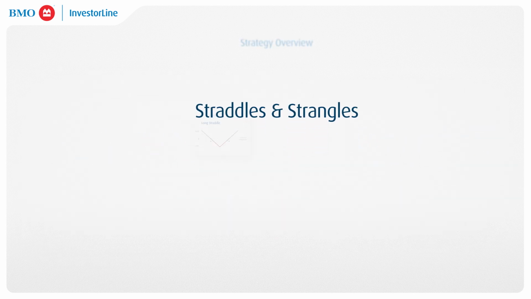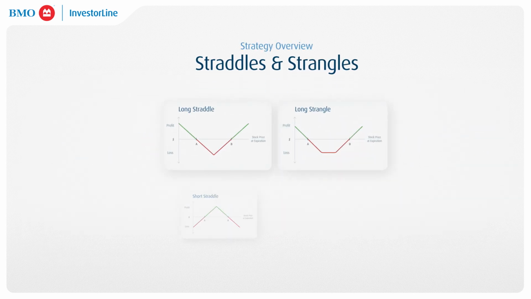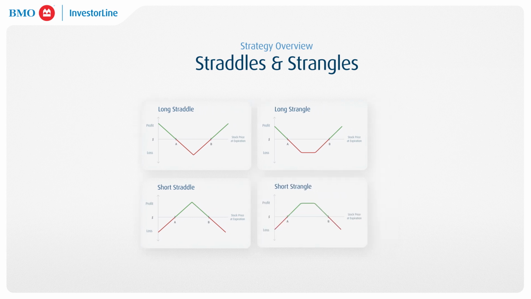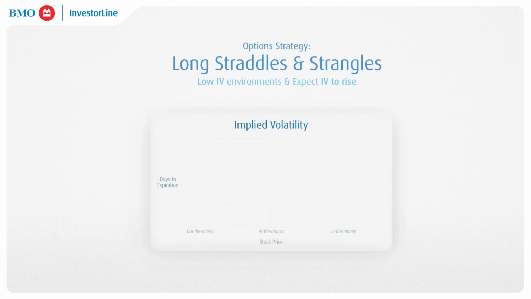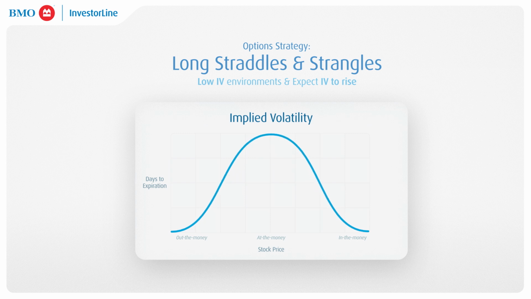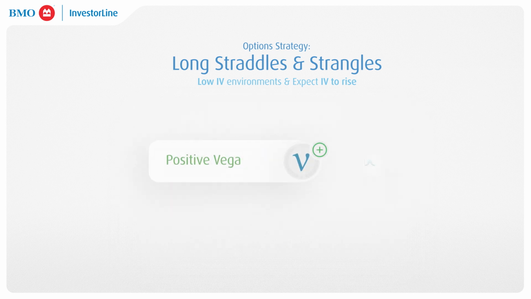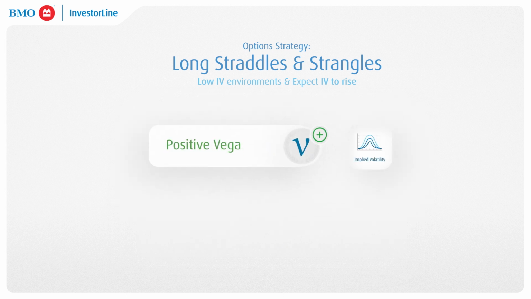As we venture into the deeper end of the pool, we encounter straddles and strangles. What you'll see is that both strategies provide significantly more efficient exposure to changes in IV, but they come at a cost. Let's start with long straddles and strangles, which are used when IV is low and your expectations are for IV to rise. Both long straddles and strangles have very significant positive vega exposure, since you're long both a call and put with virtually zero delta exposure initially.